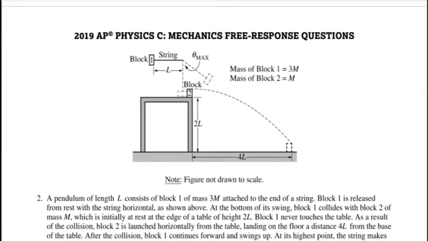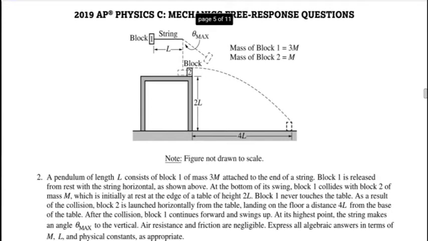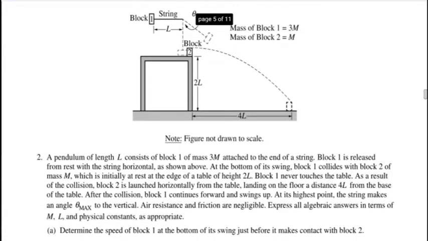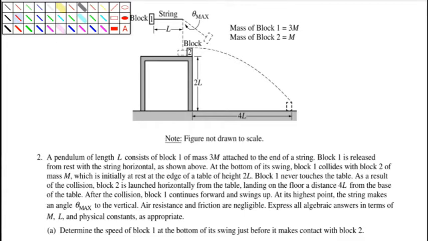Okay, and here we go. We've got a little diagram of what's going on here and a description. And let's go through the description. A pendulum of length L, okay, and we'll kind of mark this up as we go. This is length L. This consists of block 1 of mass 3m attached to the end of a string.